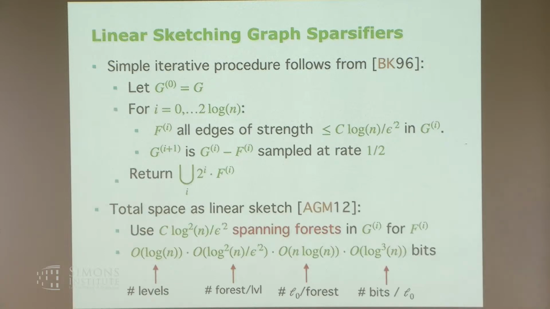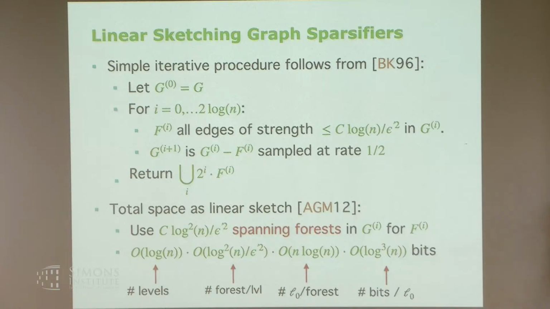The final detail: here I was saying, recover all these edges of low strength. It's not exactly clear how to do this with a linear sketch. Instead, we take advantage of the fact that you don't actually have to recover these exactly. You just have to recover a superset of these low strength edges. And it turns out that if you store some polylog n disjoint spanning forests, this recovers all the low strength edges. So that's all we're going to do.